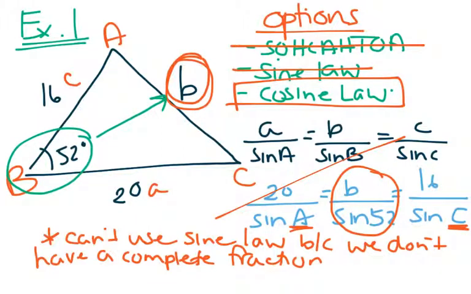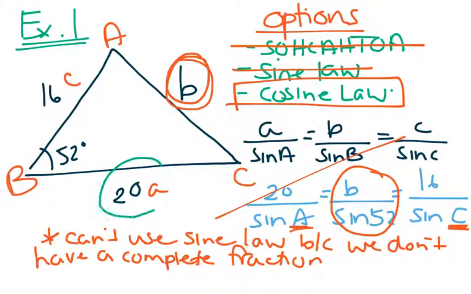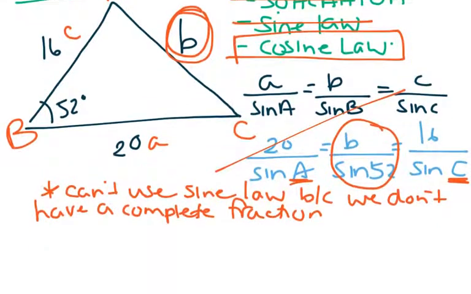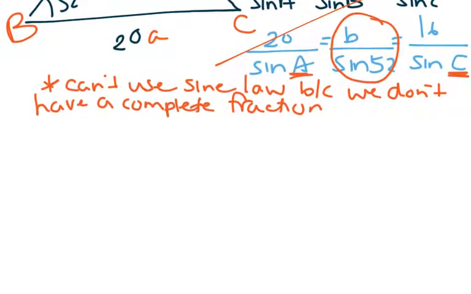So we can see we don't have side B, so that's not going to be a complete fraction. Let's check out A. A, we've got a side, but we don't have an angle, so that's not going to be a complete fraction either. And C, we've got a side, but we also do not have an angle, so that's not going to be a complete fraction. So we can just look at the triangle and figure out if we have a matching side and angle. If we don't, automatically cross sine law off your list. So therefore, let's use cosine law.